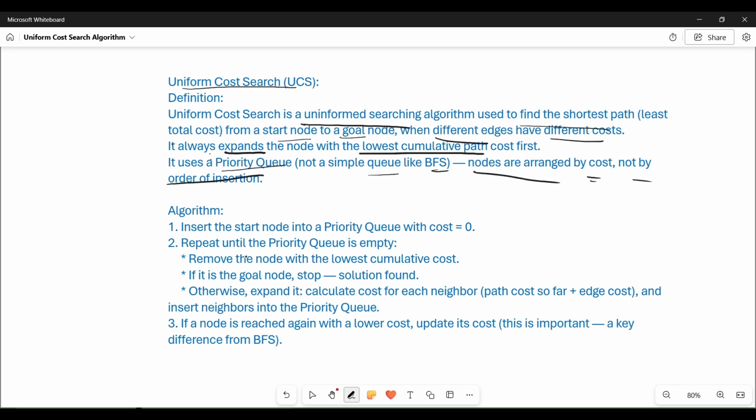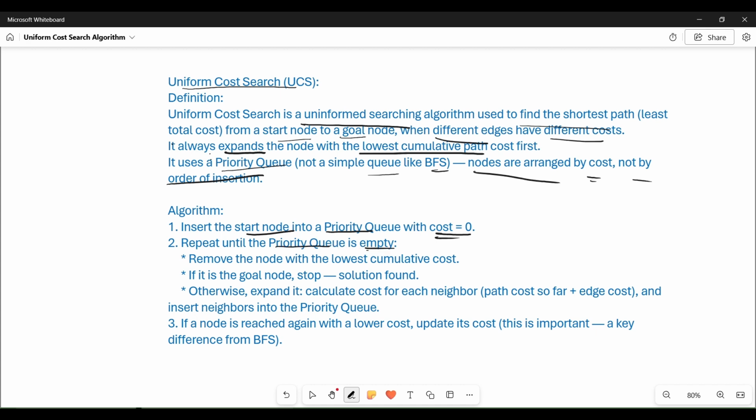Let's directly jump into the algorithm. First, the start node will be pushed into the priority queue with a cost of 0. Then the start node will be expanded. If the expanded node has any neighbors, the cost of the current edge is calculated with the previous node, the starting node, which is 0 here. 0 plus the current edge value will be stored into the priority queue.